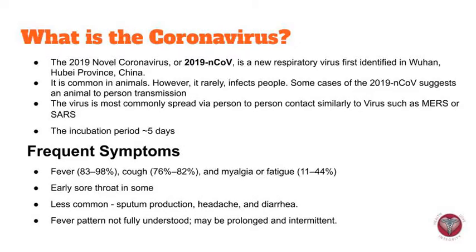What is the 2019 novel coronavirus, or COVID-19? It is a new respiratory infection that was first identified in Wuhan, Hubei province, China. It was hypothesized to originate in bats. In this current situation, it was noted that it can be transferred from animal to person. And now, as the virus grows, it has been proven that it can be transferred from person to person, which is what we're experiencing now with this current pandemic.